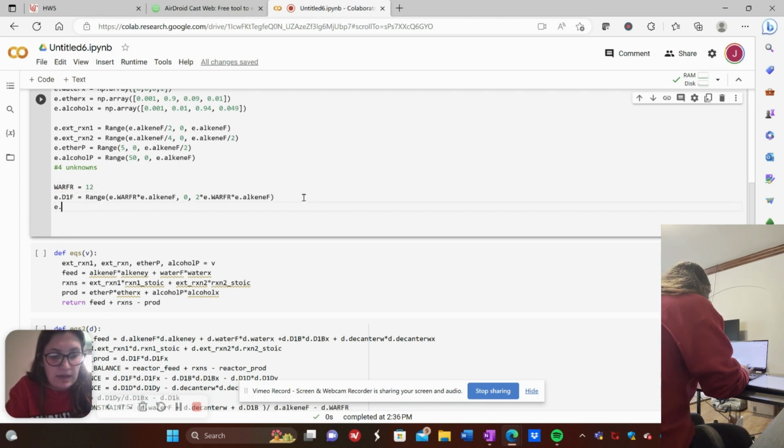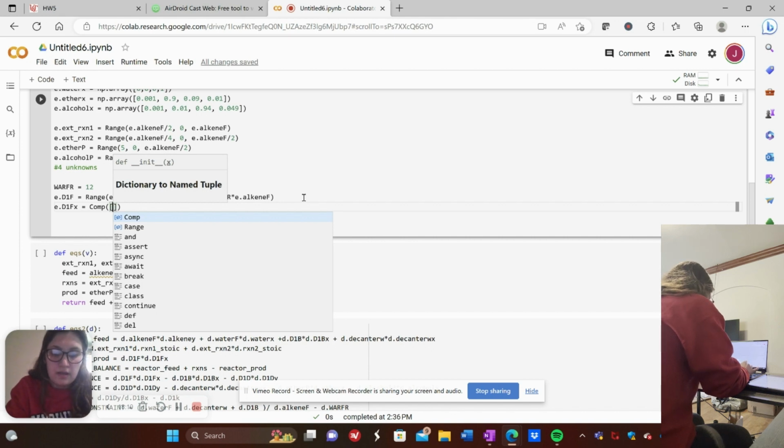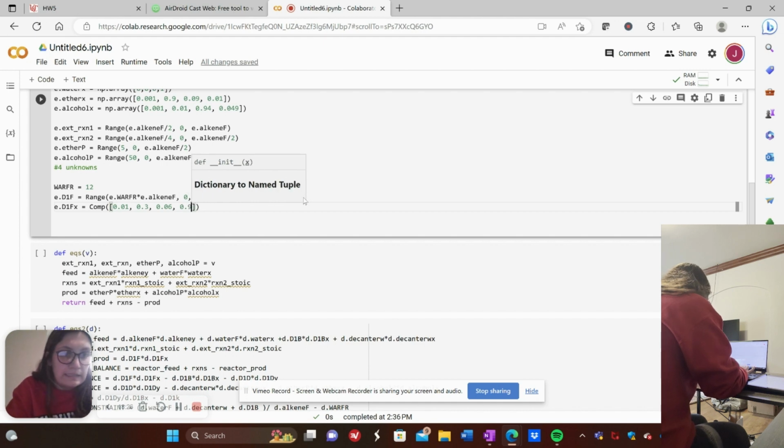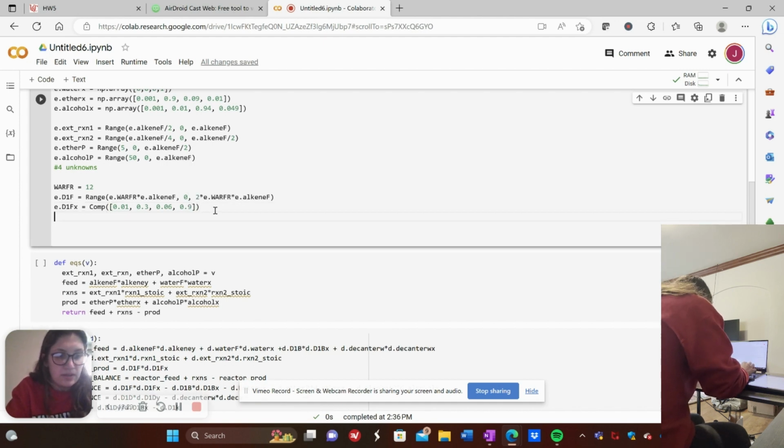Okay, and next we have our D1X, so our composition. So this time we're going to use comp. And we're just going to take some guesses at what we think this composition is going to be. For this we can assume that it's going to be mostly water, so maybe 0.01, 0.03, 0.06, which gives us 90% water. And so now this gave us another 4 unknowns.